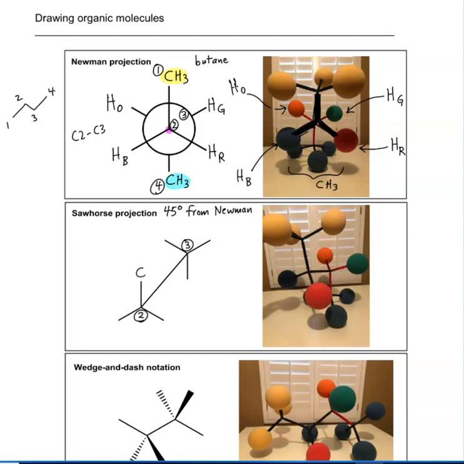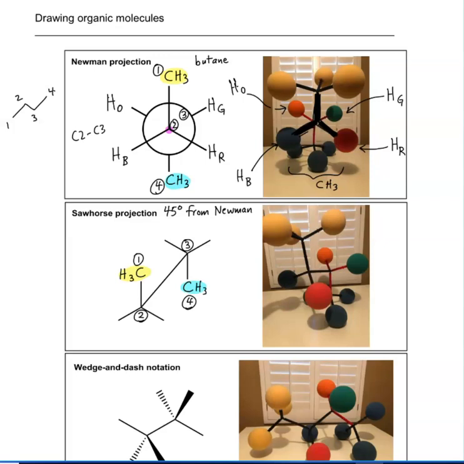So the yellow methyl group is still carbon 1 and it's still pointing straight up from carbon 2. So here's our yellow methyl group. And similarly, on the back carbon, which was 3, the blue methyl group, or carbon 4, was pointing straight down. Now let's fill in the other atoms.